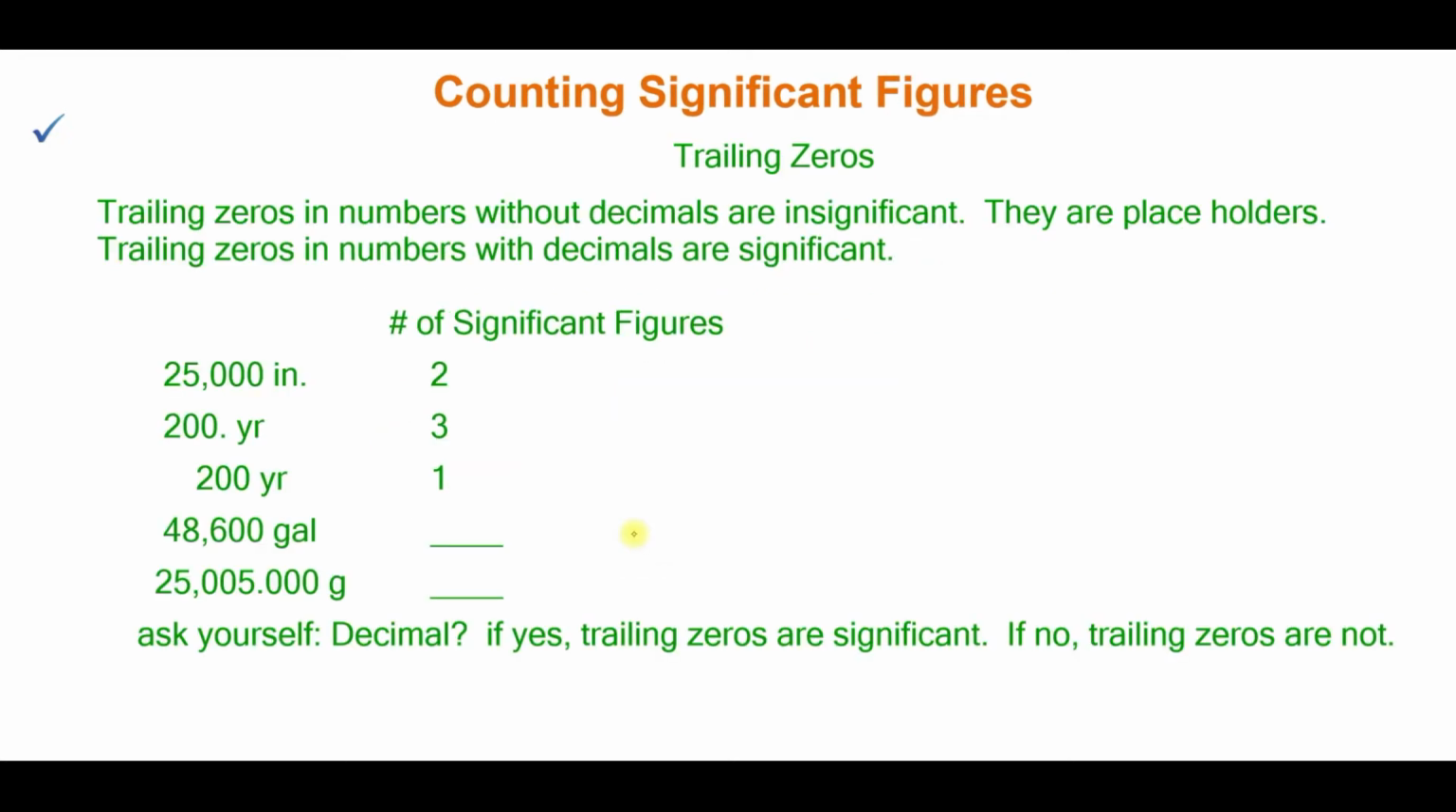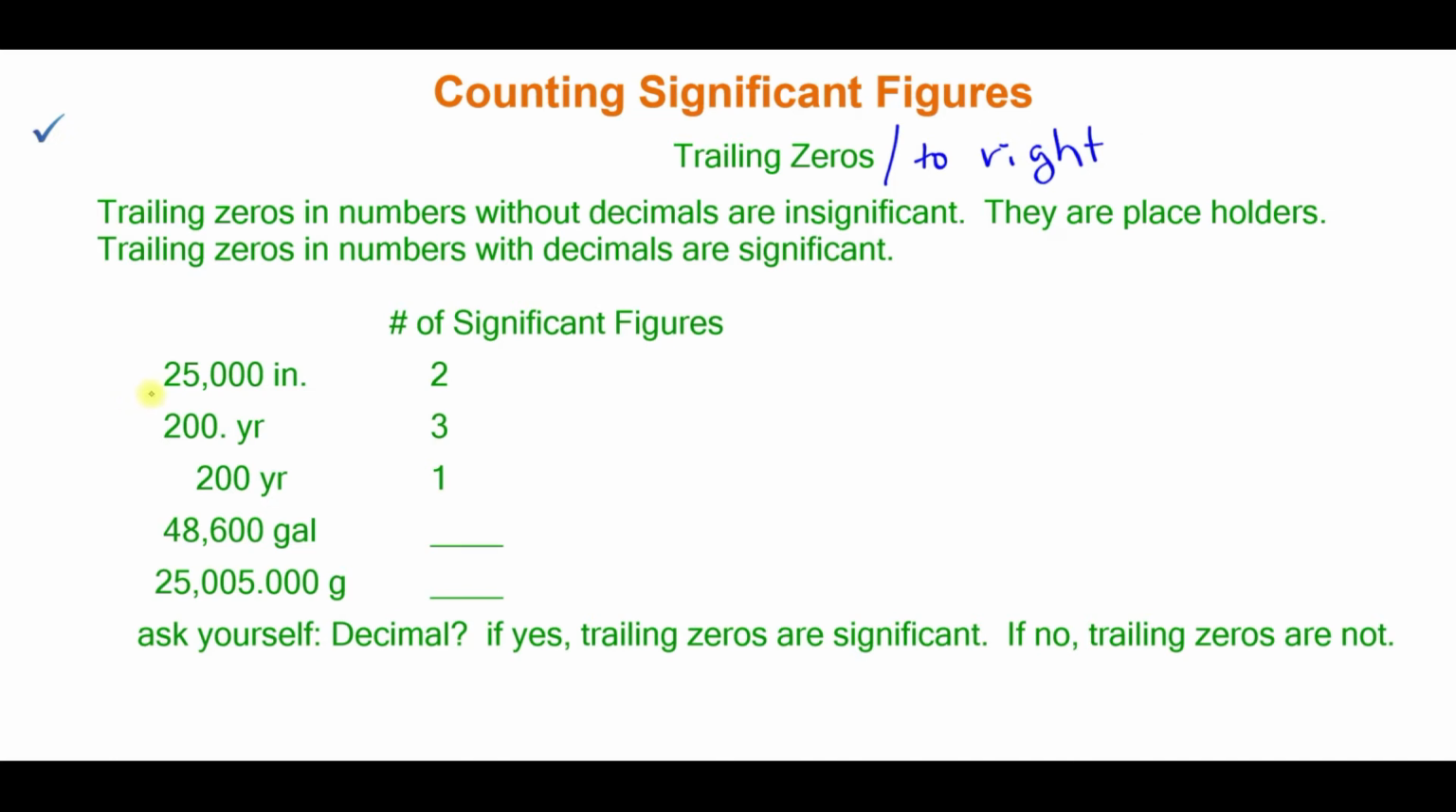Last zero rule is trailing zeros. So this is zeros to the right. What we do is you ask yourself, is there a decimal point? If there is, then the trailing zeros to the right are significant. If there's not a decimal point, they are not significant. So just ask yourself, decimal, yes, then yes, the trailing zeros are significant. Decimal, no, trailing zeros are not.